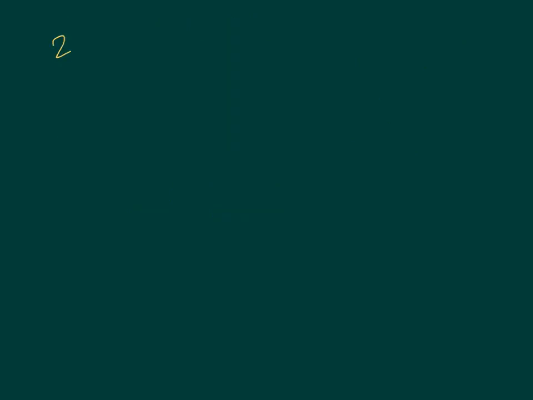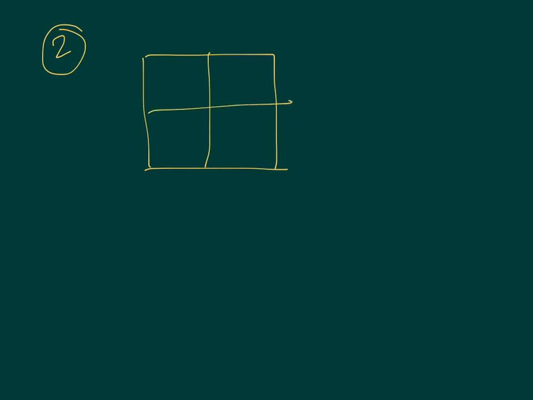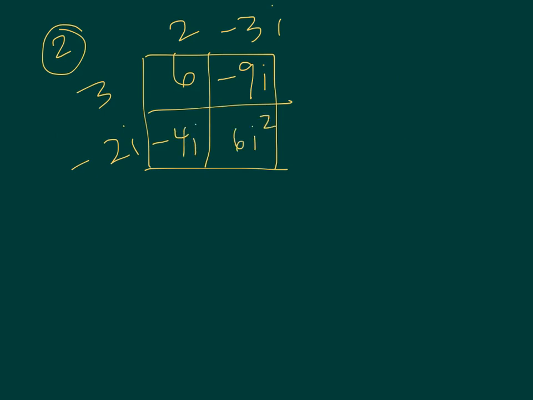And then number 2, you can do the same thing. If you want to pause this and try it on your own and then come back, it'd be a good idea right now. So 2 minus 3i and 3 minus 2i. We've got 6, negative 9i, negative 4i, and 6i squared. And this is a positive 6i squared, so this time I'm going to multiply 6 times negative 1. I'm going to get negative 6. So in this case, 6 and negative 6 are actually going to cancel out, so I won't have a real component to this answer.